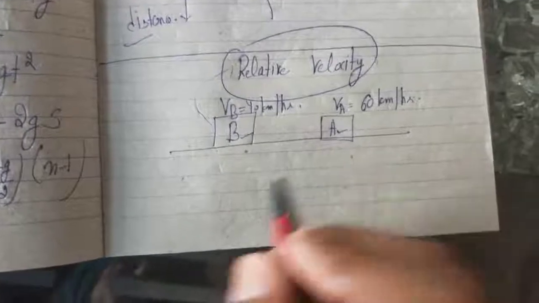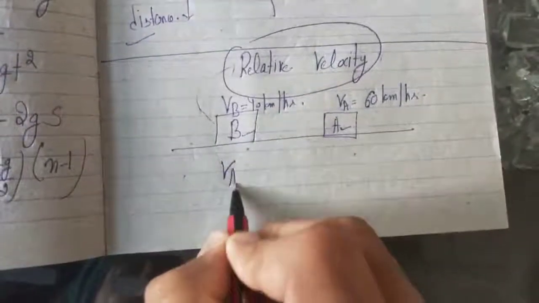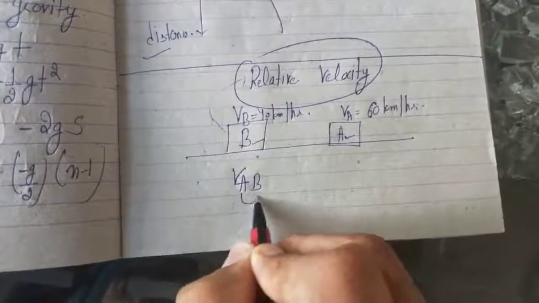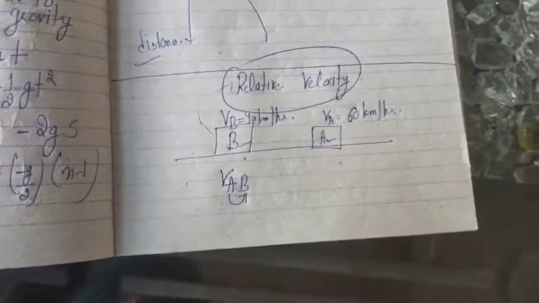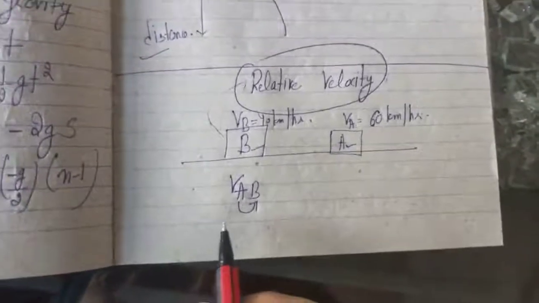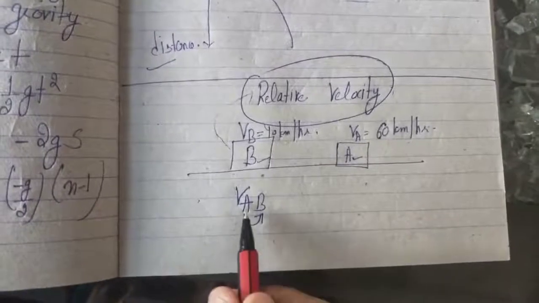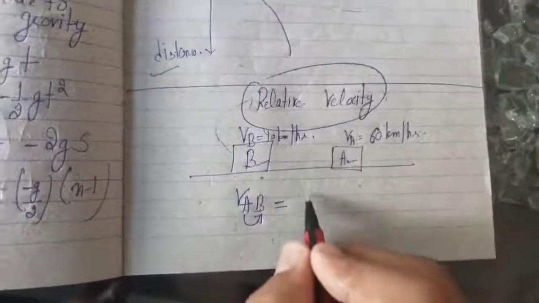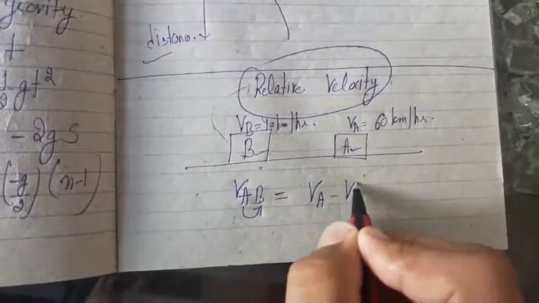So the velocity of A as seen by B, or velocity of A with respect to B, we can say like this also: velocity of A with respect to B, or velocity of A as seen by B, is equal to velocity of A minus velocity of B.